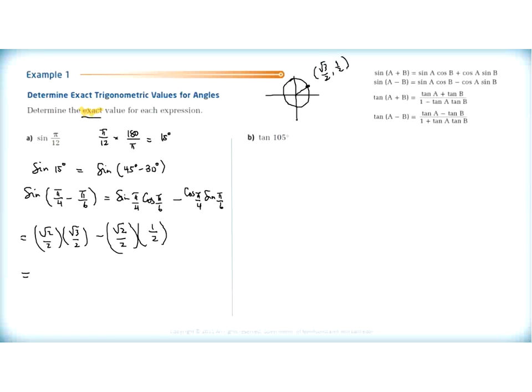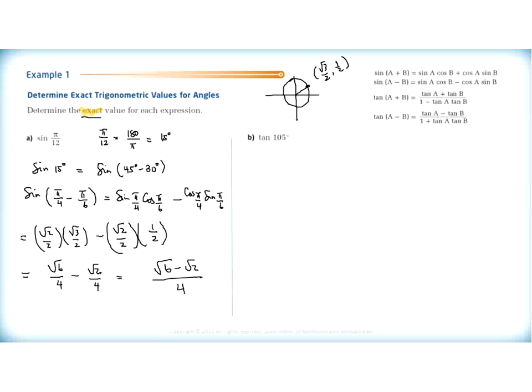I got root 2 over 2 times root 3 over 2. That's root 6 over 4. Subtract root 2 times 1 is root 2 over 4. I got a common denominator of 4, so I simply rewrite this as the root of 6 minus the root of 2. And there's my answer for the sine of pi over 12 as an exact value. It's root 6 subtract root 2 over 4.